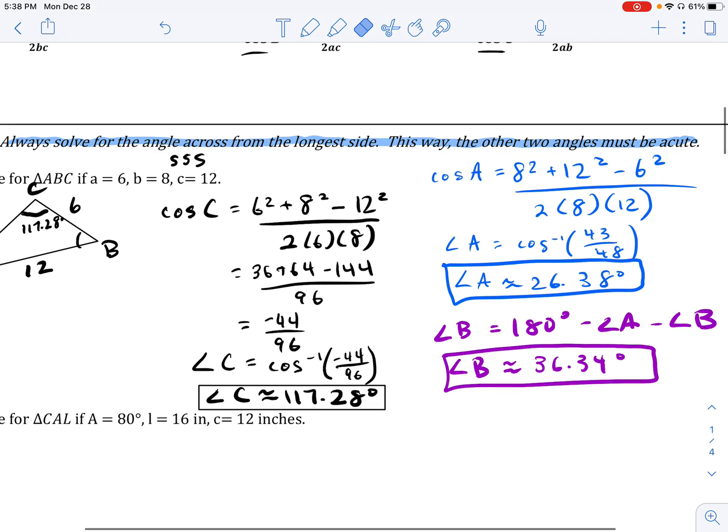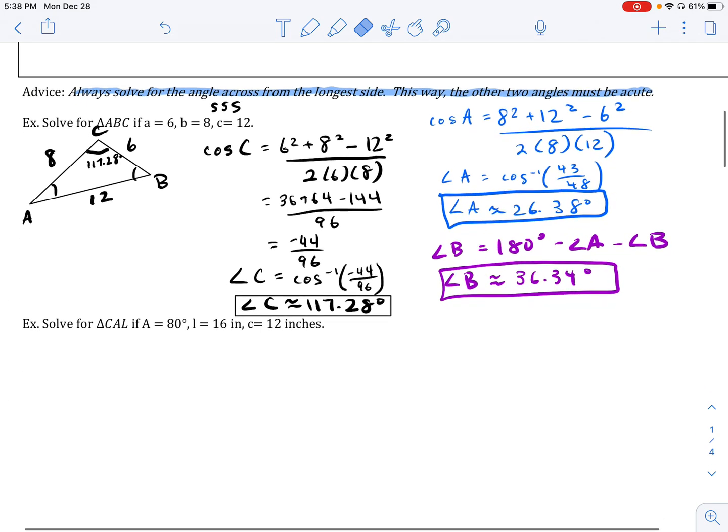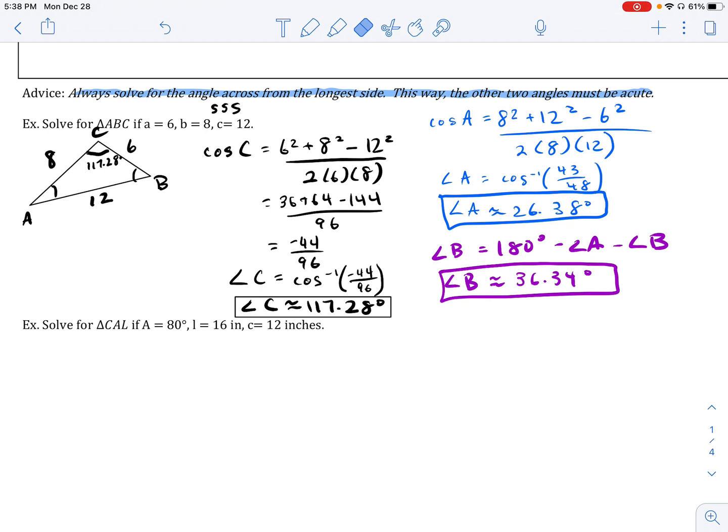So hopefully that helps clarify how to work with the law of cosines. There are a number of practice problems now that you have in your notes for you to work with. Go ahead and check your solutions in Google Classroom and be ready to ask any questions.